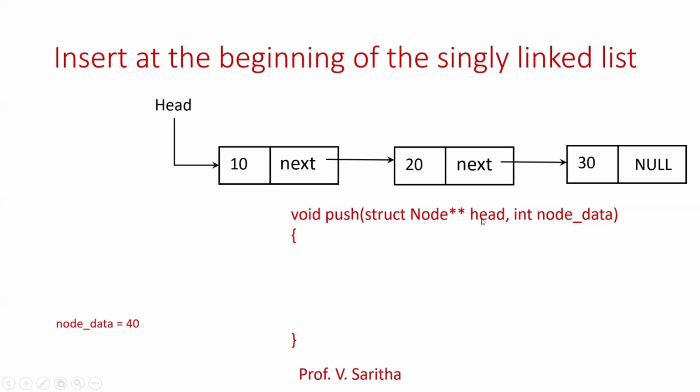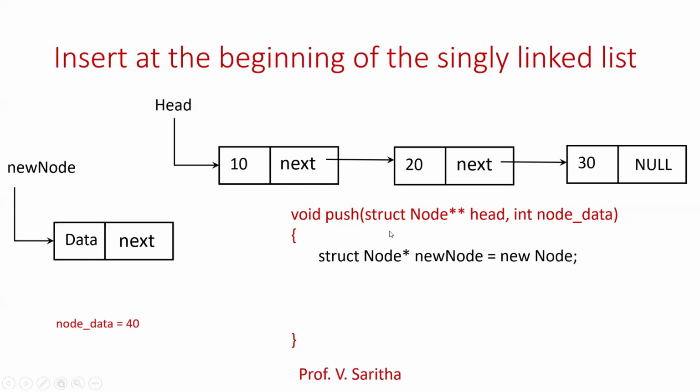So here the head pointer we have to pass as a parameter to the push along with the data we want to insert into the new node. So first, we have to use dynamic creation of the node, that is struct node star new node equal to new node. New is the keyword which helps us create a new node and returns a pointer, and that pointer is nothing but new node actually. Then new node data is equal to node underscore data. So node underscore data has 40. That will be copied into the new node data.